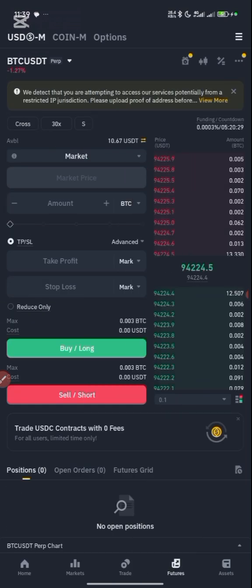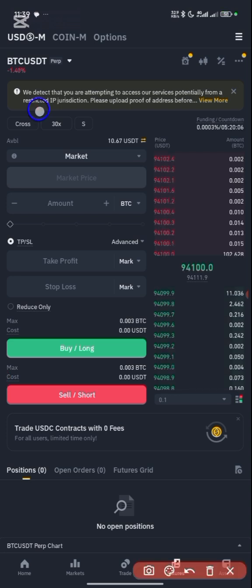As I said earlier, we have two types of futures trading: the cross and the isolated. So this is the cross here. This is the leverage. This is your account balance. This is where you select whether it's market or limit order. This is the amount. This is your take profit. This is your stop loss. This is the buy button and this is the sell button.